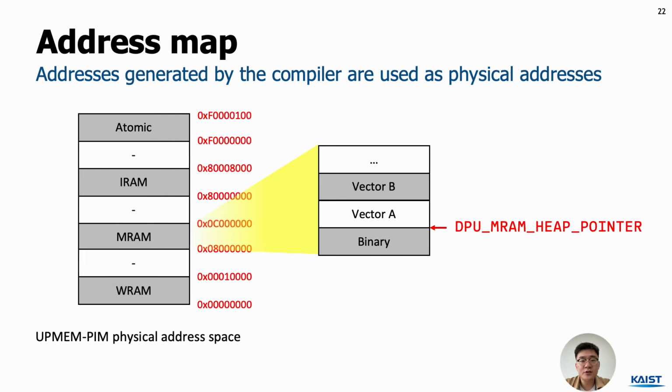Moreover, DPUs use compiler-generated physical addresses as is, without virtual memory. When the host sends or receives data to or from DPUs, it uses a pointer called the DPU MRAM heap pointer, which is the physical address at the end of the program binary. The application programmer carefully stacks input and output data by using this pointer address.